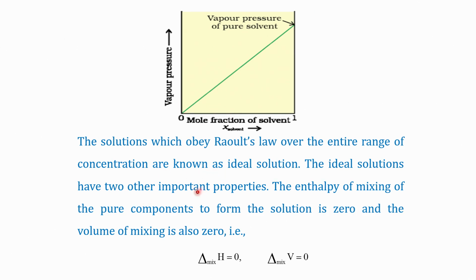So, the solutions which obey Raoult's law over the entire range of concentrations are known as ideal solutions. Entire range, that is from 0 mole fraction to 1 mole fraction. So, if it obeys Raoult's law, then it is known as an ideal solution. Ideal solutions have two important properties. What are they? The enthalpy of mixing of the pure components to form the solution is 0. That means almost no heat is generated during mixing, and the volume of mixing is also 0.